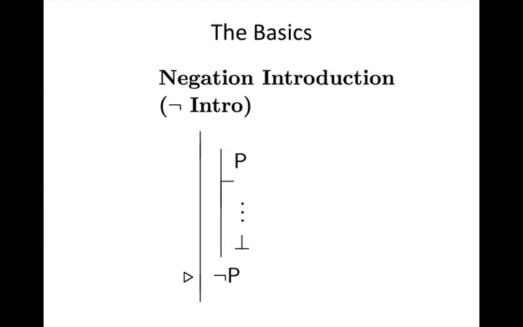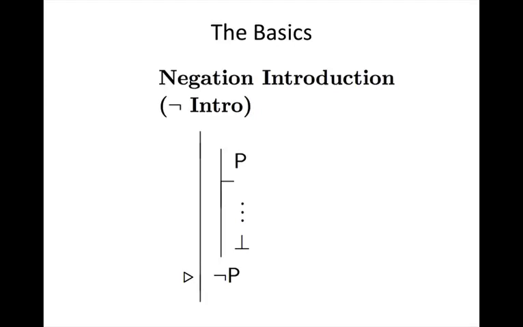Just above the Fitch bar is the assumption P. So that stands for, as you know, kind of any sentence in the universe, any assumption that you make. From that assumption, you will derive a contradiction. So below the Fitch bar, you see those three dots, one on top of the other. Those just stand for however many lines it takes to reach your contradiction.